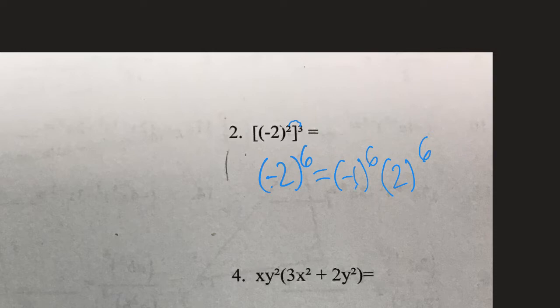Well, we have a negative 1 to the even power. Excuse me. A negative to an even power just becomes positive. So it's just going to be positive 1 times 2 to the power of 6. If you plug that into your calculator, you get 64. So in the end, it's just positive 64.